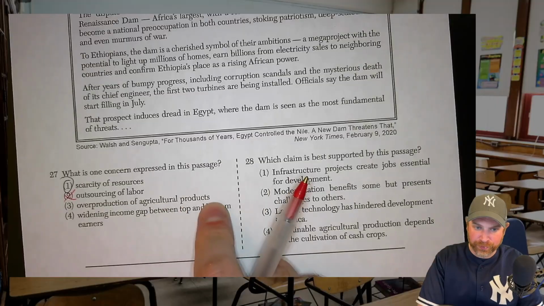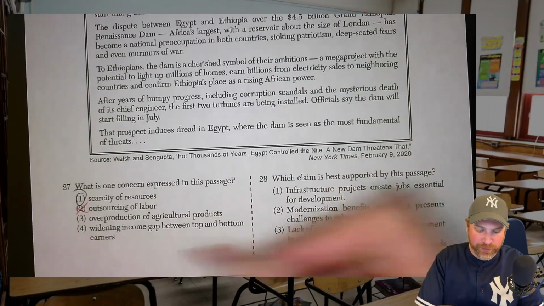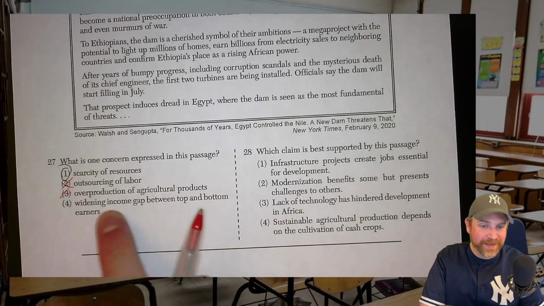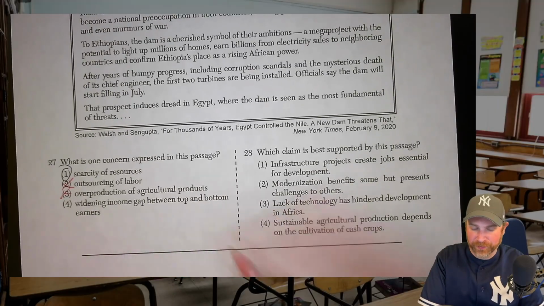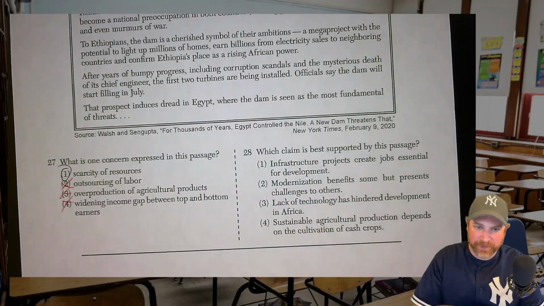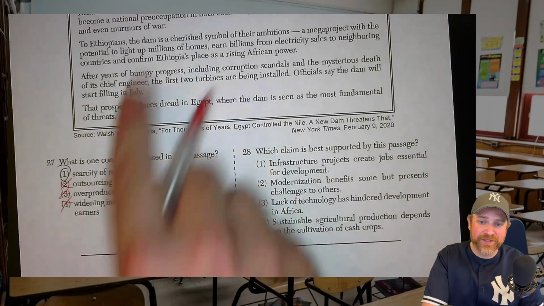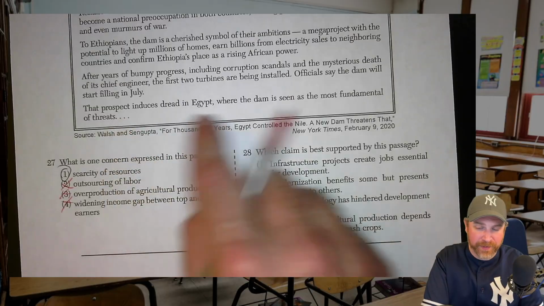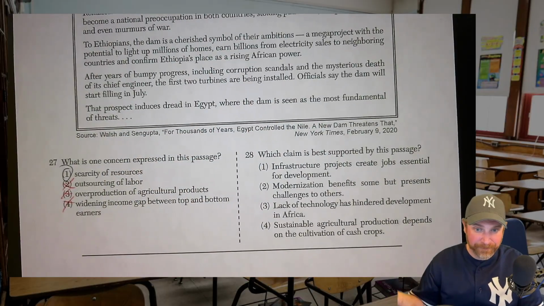Overproduction of agricultural products. There's nothing in the source about producing too much food. So choice 3, you can cross off. And choice 4 says a widening income gap between the top and bottom earners. It's not discussed in the source. Right? But the scarcity of water is discussed, right? If water wasn't scarce, Egypt would not be fearful of the dam being built in Ethiopia.